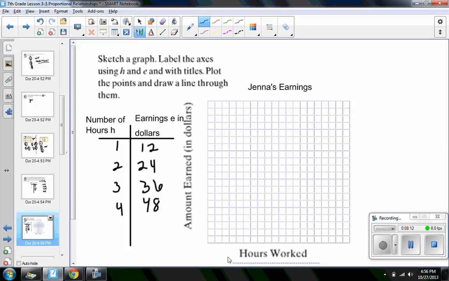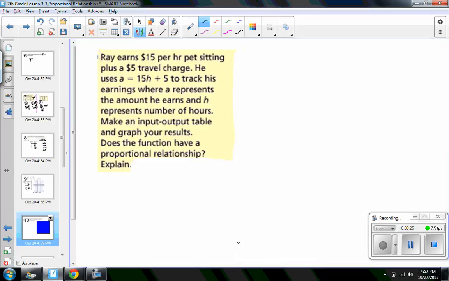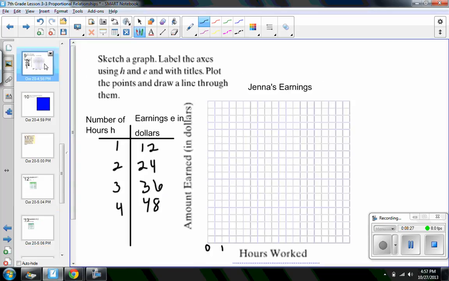Hours worked is our input. That goes on the X. The earnings is the output. That goes on the Y. So I'm going to start at 0. I know I have to go up to 4, so I'm going to skip a line 1, skip a line, skip a line 2, skip a line 3, skip a line 4. Then I'm going from 12 to 48.